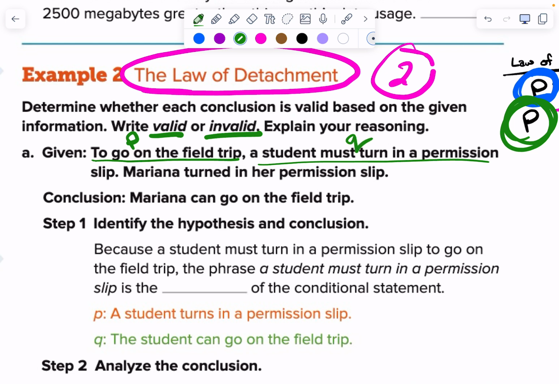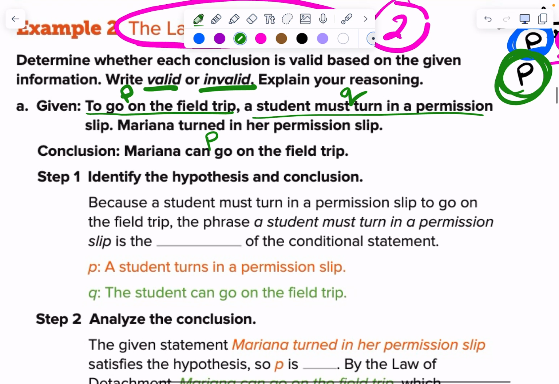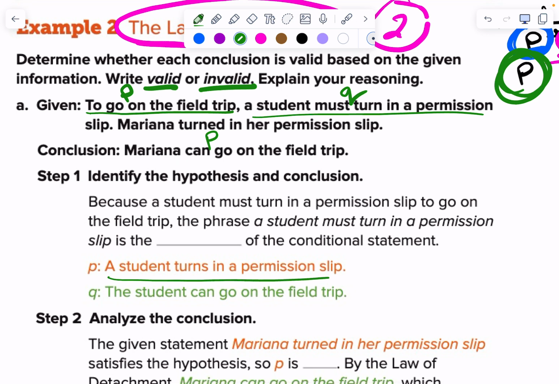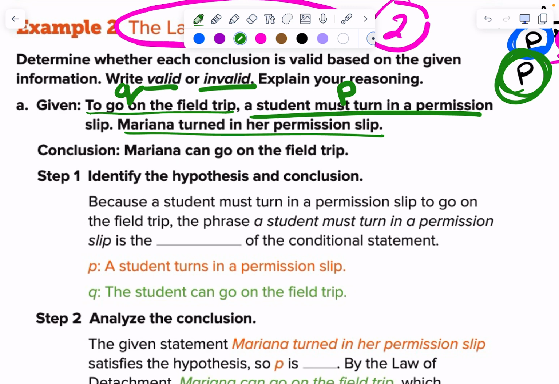Marina turned in her permission slip, so Marina can go on a field trip. I think we swished this around. Actually, P should be the permission slip part. We've flipped that around, because this is the if part. What comes first, the permission slip or the field trip? The permission slip. So P should have been that one, and Q should have been this one. So Marina turned in her permission slip. That was P. So she can go on the field trip. That's Q. Is that valid or invalid? Valid.